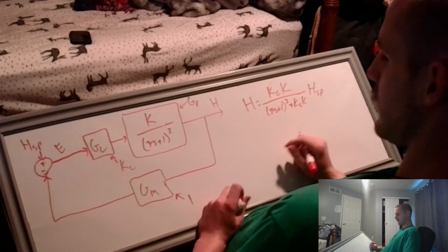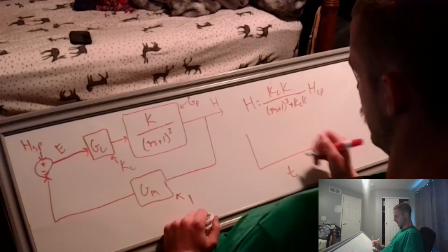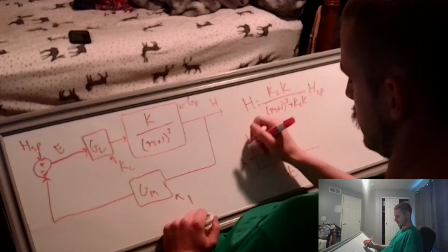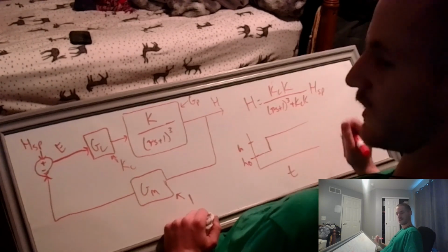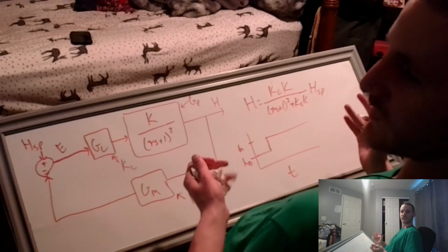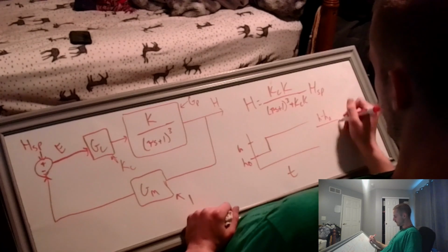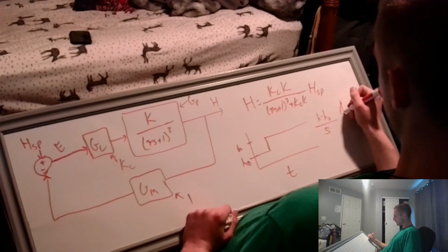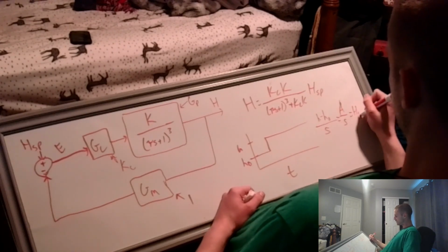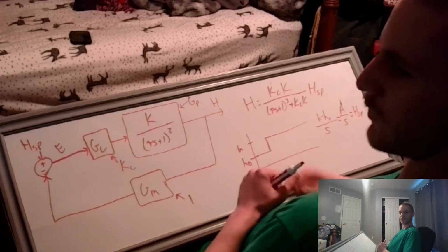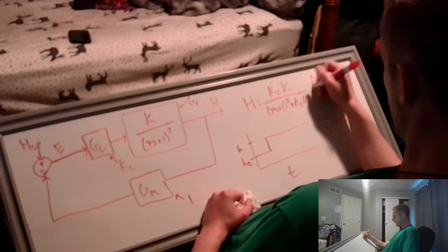All right. Now, if we imagine we have some time value and our initial height, and then it goes up to some other height, we just have a step function like that. The Laplace transform of that is going to be h minus h naught over s. We'll just call this big A, and that is our Laplace transform of our height set point. So A over s.